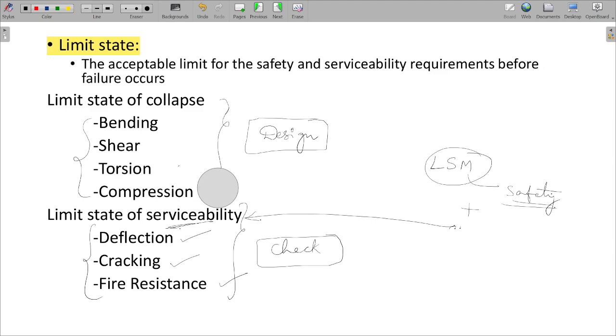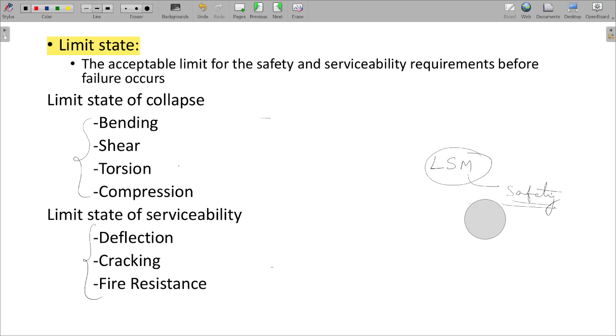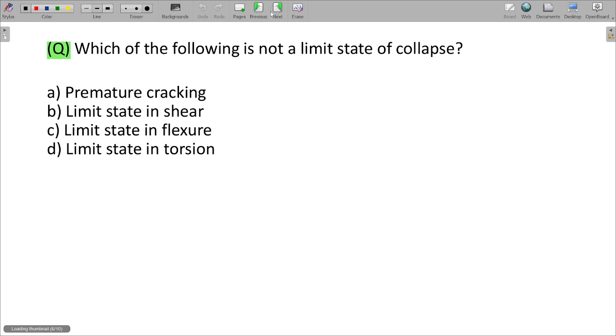What is limit state? Limit state is the acceptable limit of safety and serviceability before failure. One thing we have to remember is that limit state is not the point where failure occurs; it is just before the point where failure occurs. It is the acceptable limit of safety. In limit state of collapse there are four items. Limit state of serviceability covers deflection and fire resistance, that we have.